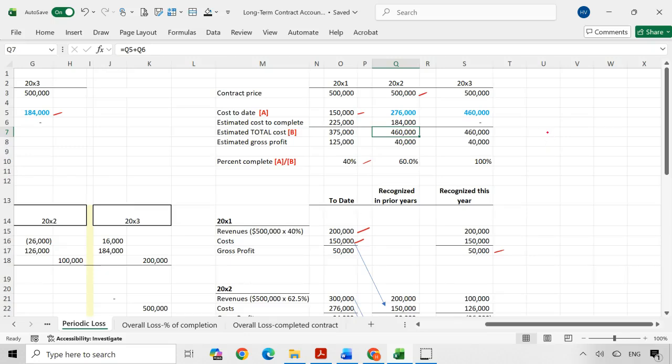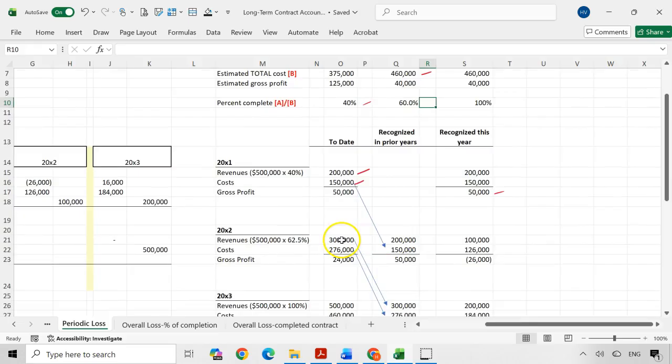Under the percentage of completion, we take our cost to date divided by our estimated total cost, and that'll give us the percent that we should be recognizing revenue to date. So the 60%, this is all basically a review.